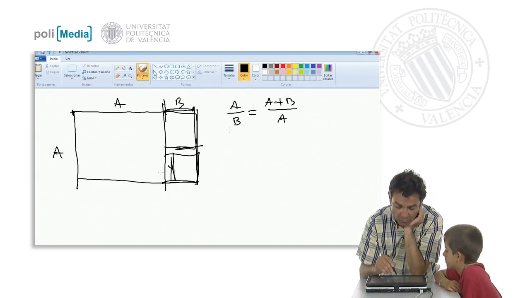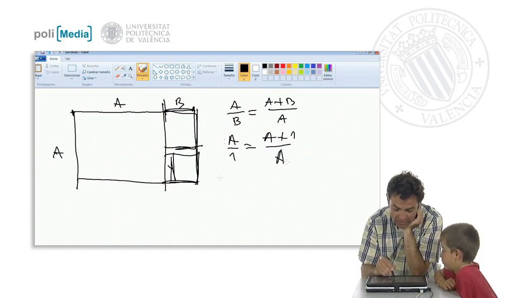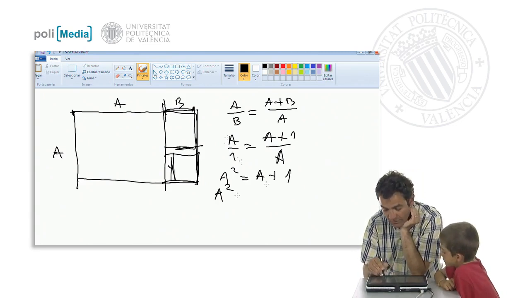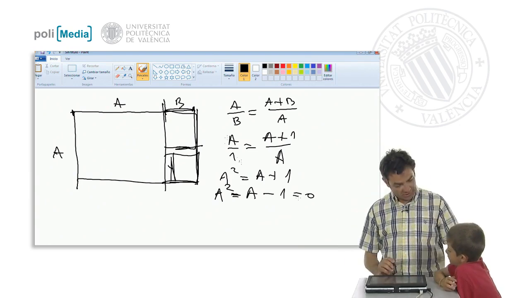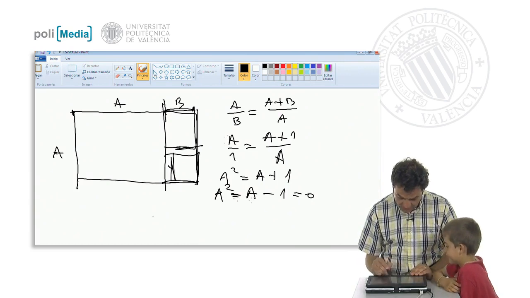For example, if we give B value 1, we have 2. We have A divided by 1 equals A plus 1 divided by A. And we solve this like A squared equals A plus 1. A squared minus A minus 1 equals 0. And this is a second-degree equation that can be solved very easily, right? How do you resolve it? What is the value of A?